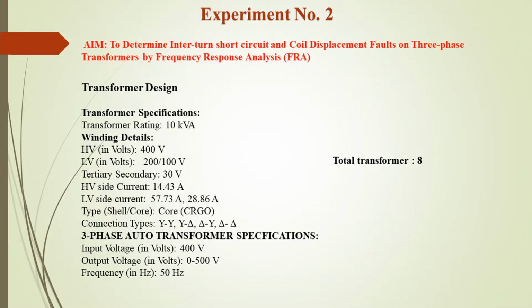This test is performed on the specially designed 10 kVA transformer for the interturn faults and coil displacement fault. This transformer can be connected for turn ratio of 400 to 200 or 400 to 100. This transformer also has a tertiary winding for the auxiliary purpose with rating of 30 volt. See the HV side current rating and LV side current rating. Transformer can be connected in delta star, star delta, delta delta, star star connection.